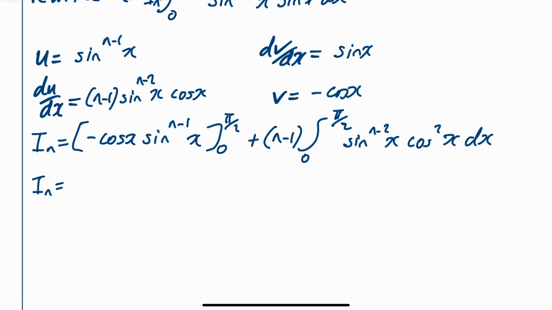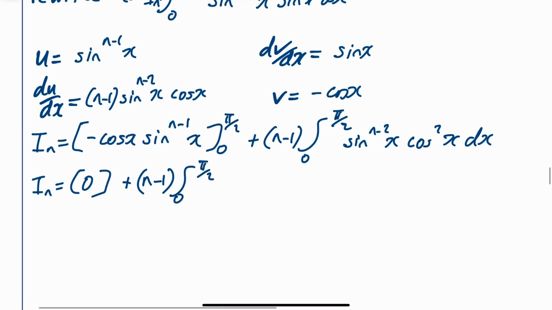If you put pi over 2 in, cos of pi over 2 is 0. So that's going to get you 0 for this first bit. And then sine of 0 is just 0. So that's going to get you 0 for the second bit of that. So that whole first bracket just becomes 0. So brilliant, disappears. And then we have n minus 1 times the integral from 0 to pi over 2.